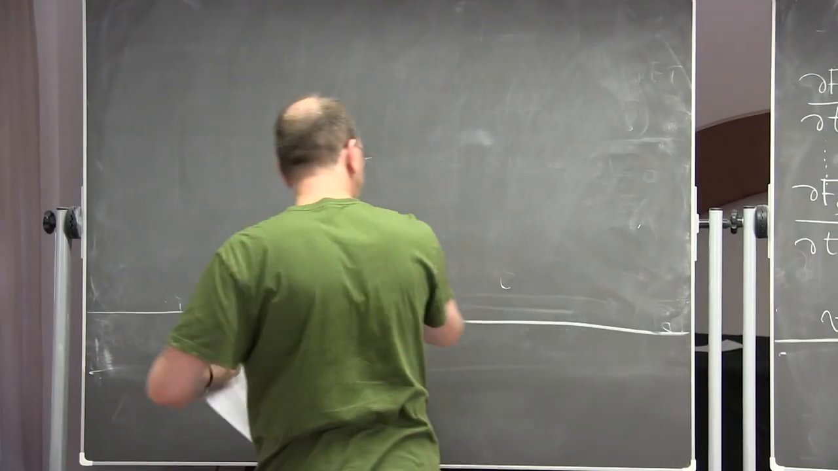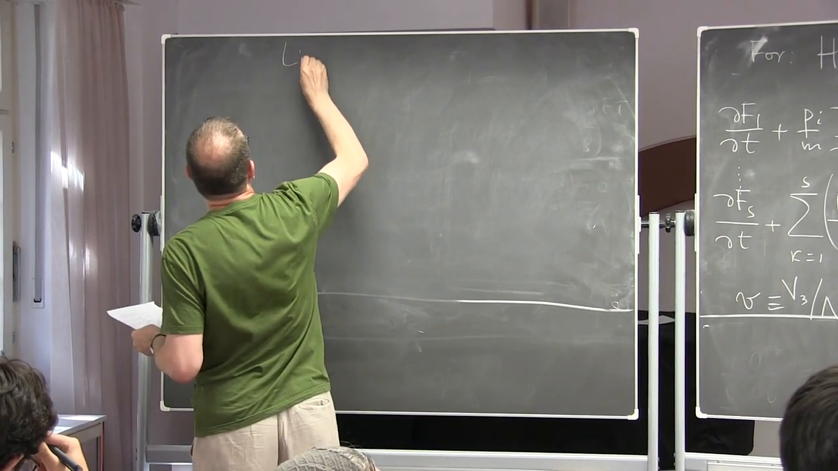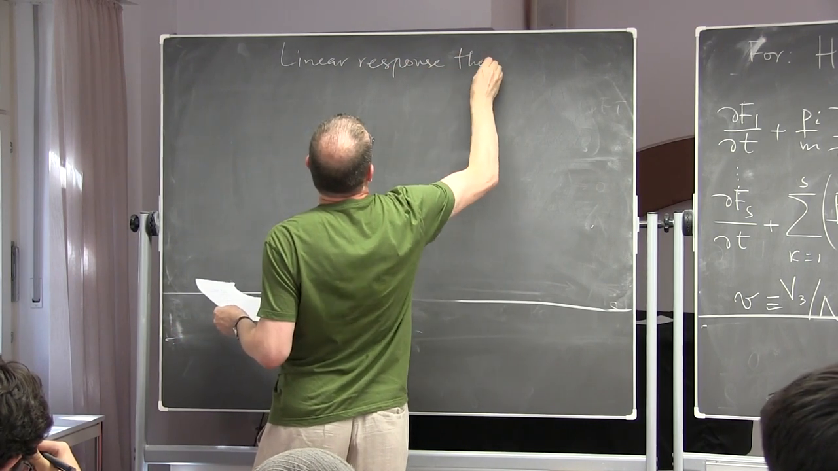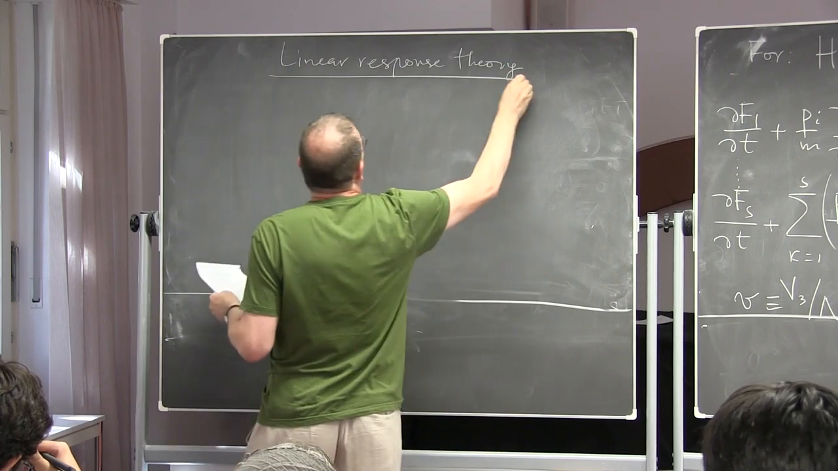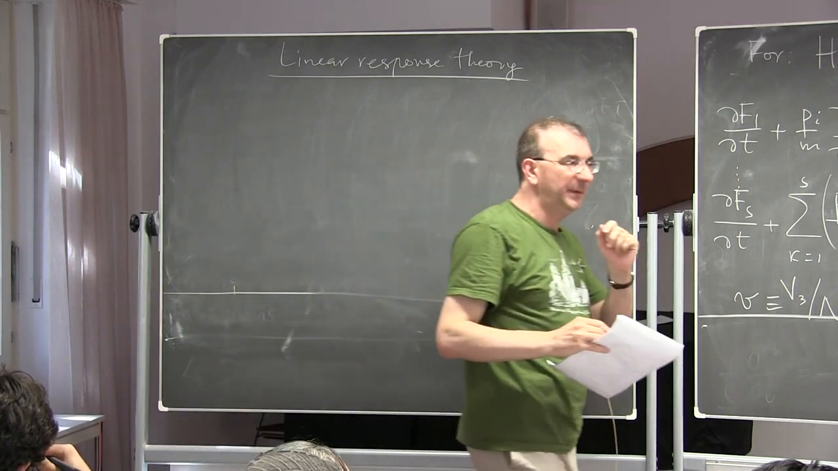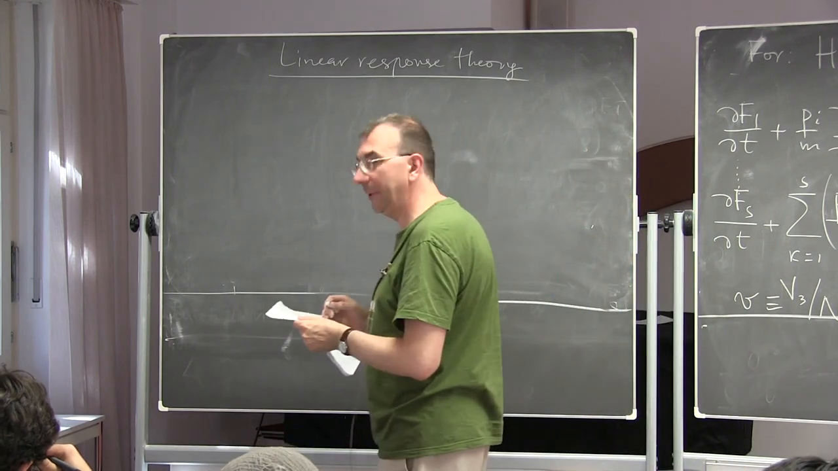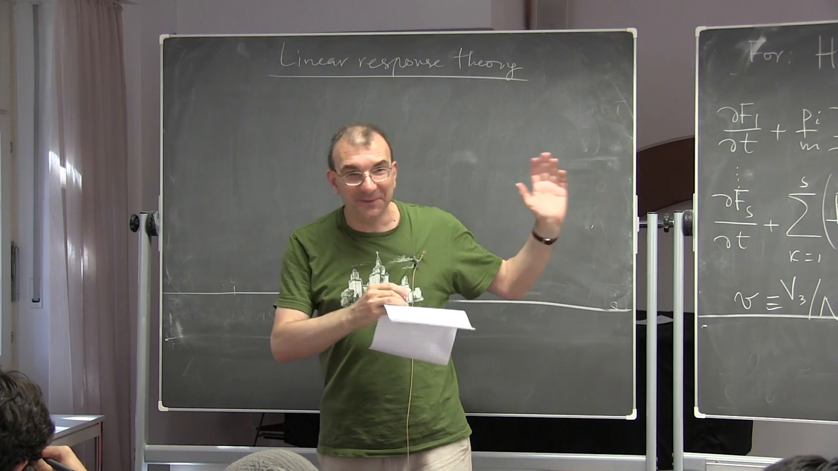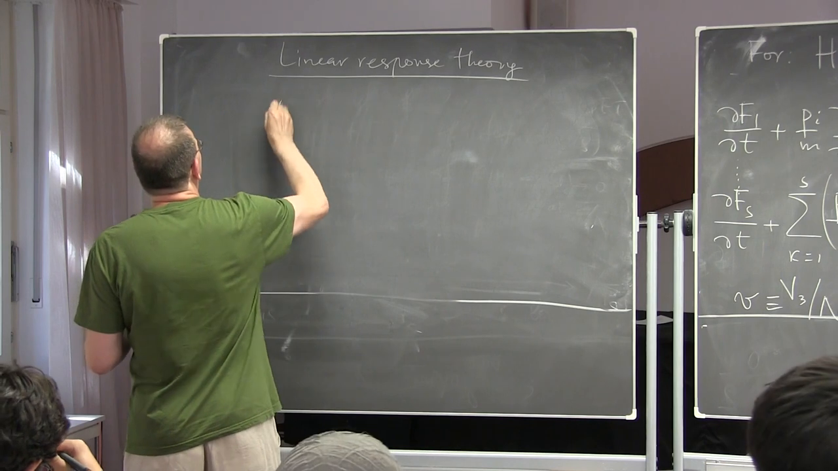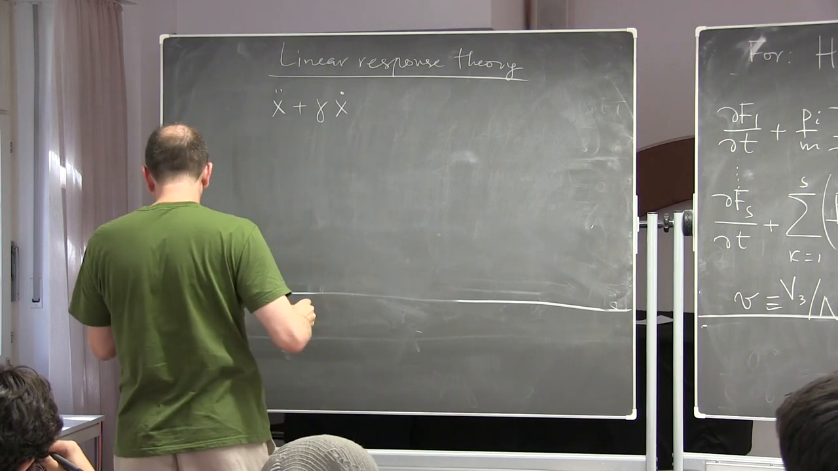So, another tool: linear response. Now, first, let me start with something very light. And very light is the equation of the harmonic oscillator. It already appeared on the board today. And in general, this is a lovely equation to deal with. So suppose you have a harmonic oscillator with friction.